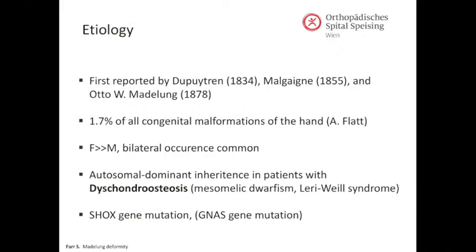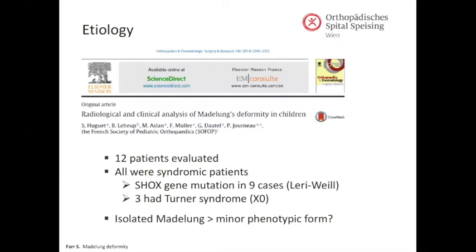Females are more often affected by this deformity compared to males. Bilateral occurrence is very common. And very often there is a dyschondrosteosis, so-called Leri-Weill syndrome, associated with this deformity. Madelung deformity is caused by a SHOX gene mutation, as you may well know. Furthermore, a gene S mutation has been found recently as well as one of the causes. So there is an ongoing discussion about the causes and the etiology.